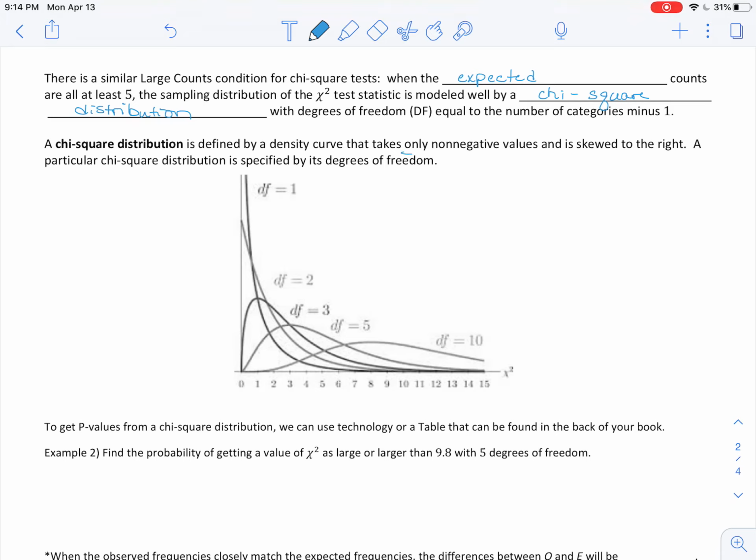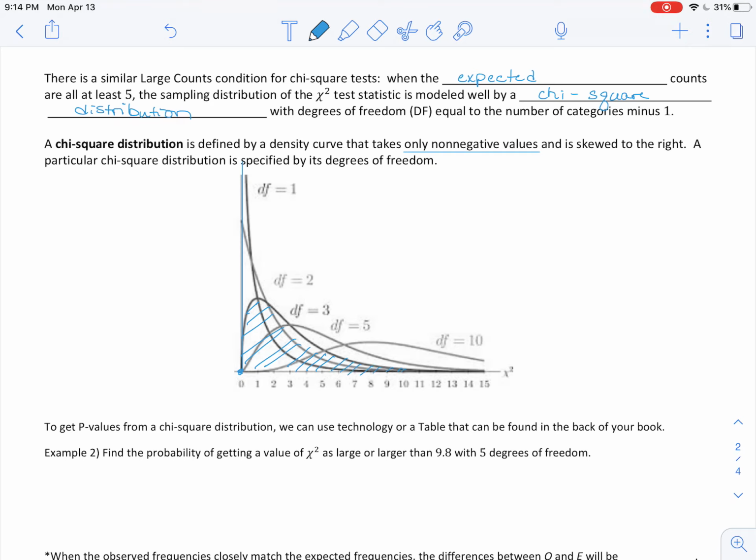So this distribution is a density curve. So it's a lot like the normal distribution or t-distribution in that respect, but it has a few different qualities. So first of all, it's only non-negative values. Only. So you'll see, unlike the normal distribution and the t-distribution, there's a y-axis actually drawn to say, hey, we're always going to start at 0 because you can't have a chi-square test statistic that's less than 0.